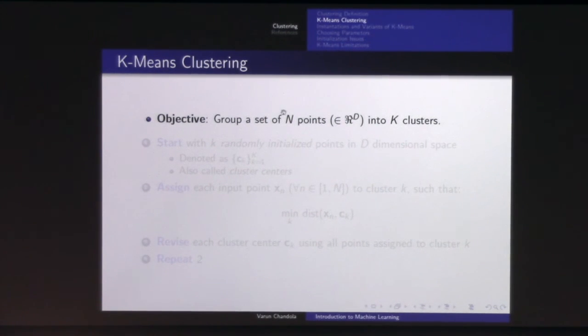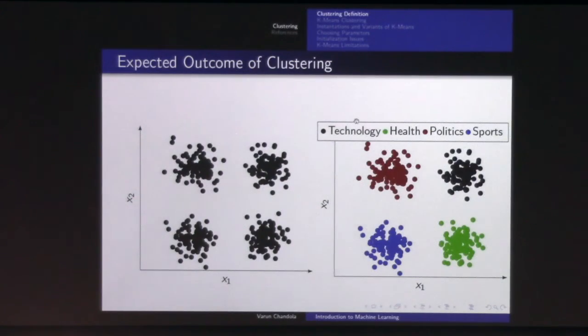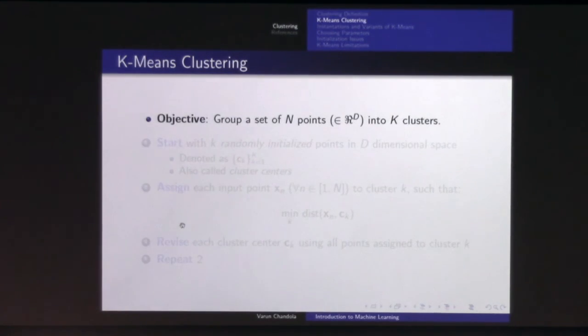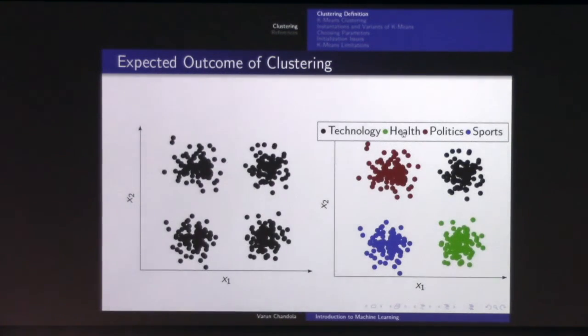So our objective is that we are given some n data points. Each data point is expressed in some d-dimensional space. For example, here the d was 2. We are representing it in 2-dimensional space. But in general, you have d-dimensional space, and you want to group them into k clusters. So here we are saying how many clusters you want. In this case, maybe what I would have expressed was, I want to group these points into 4 clusters, right?